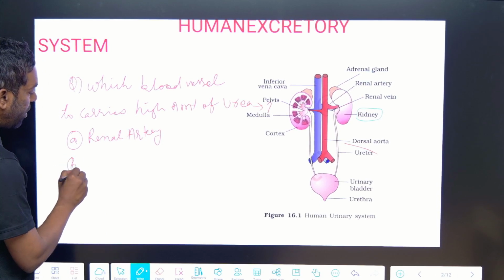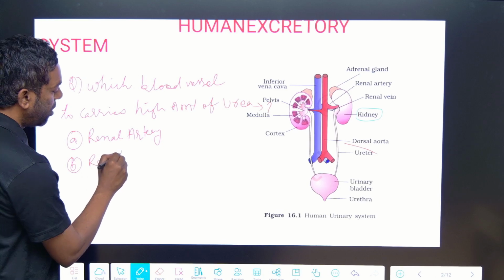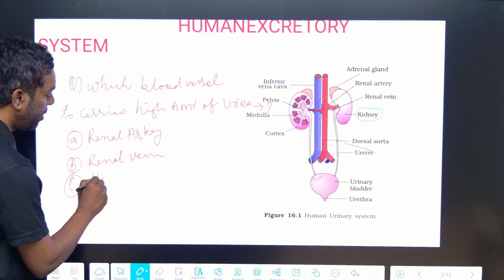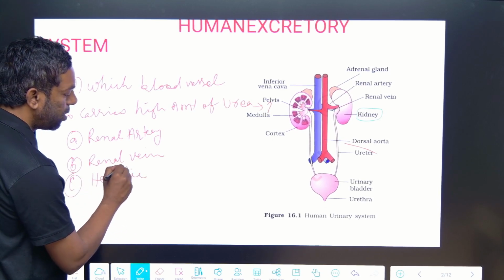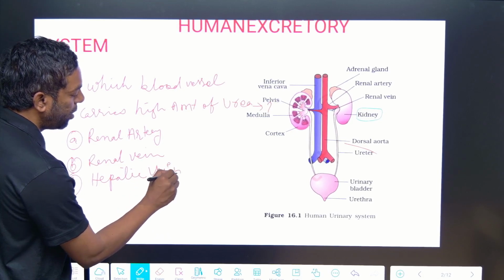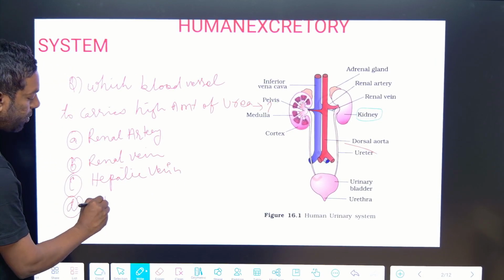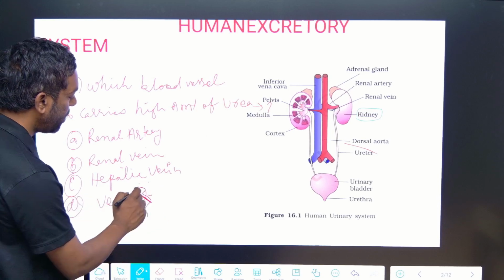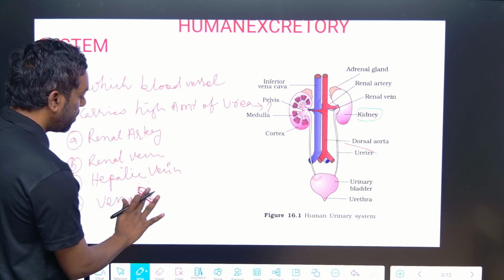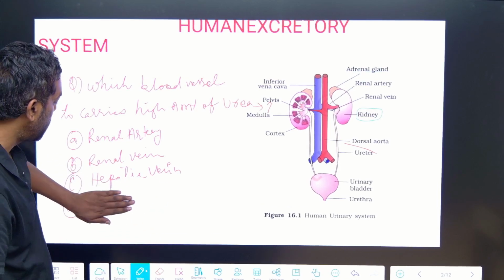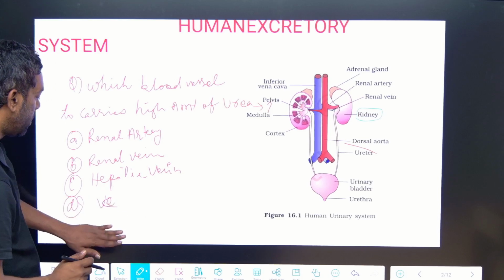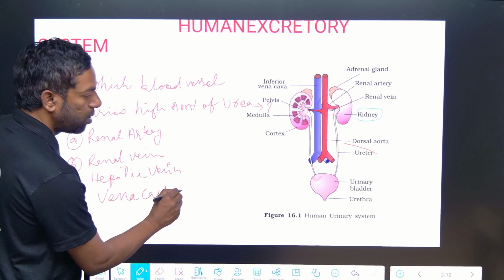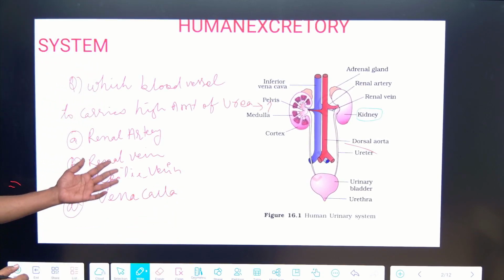Option B, renal vein; C, hepatic vein; and D, vena cava. Sorry guys. Yes, D is vena cava. These are the options.